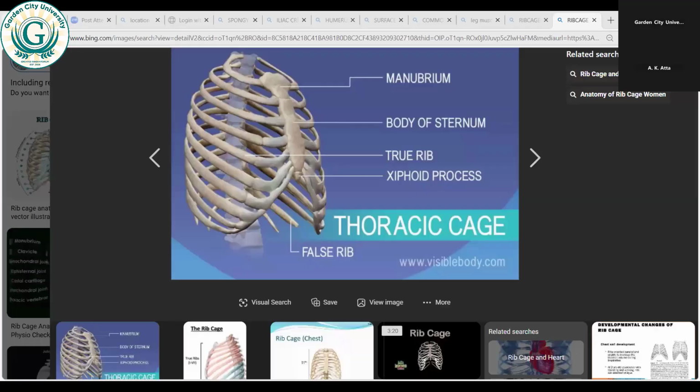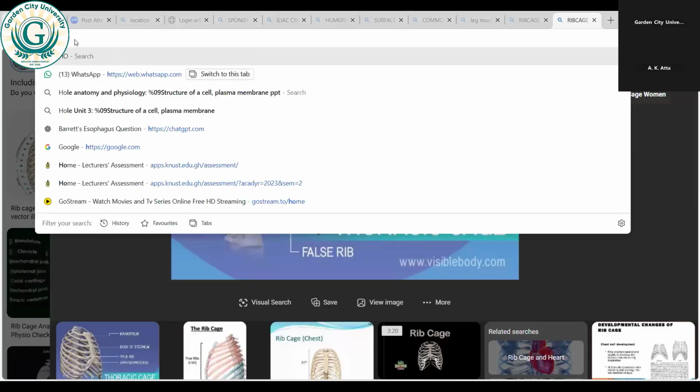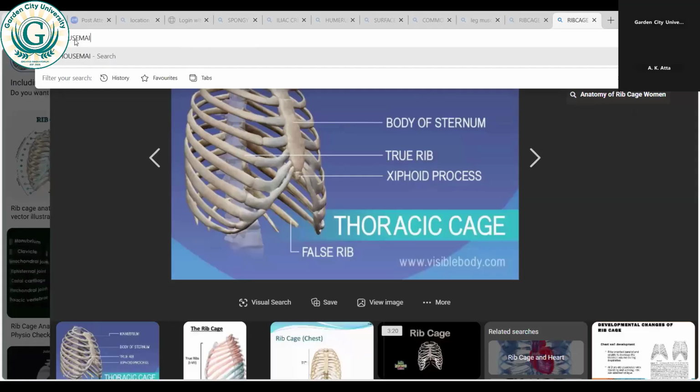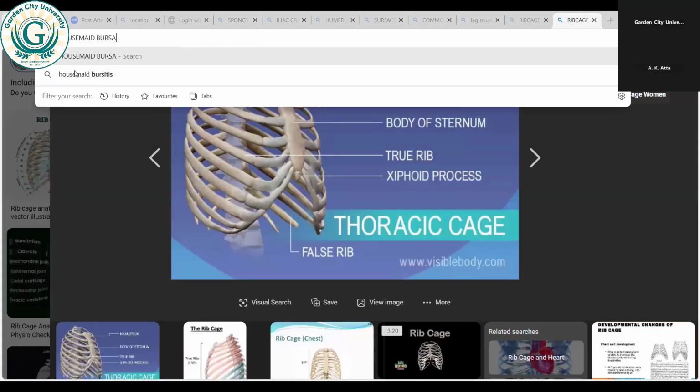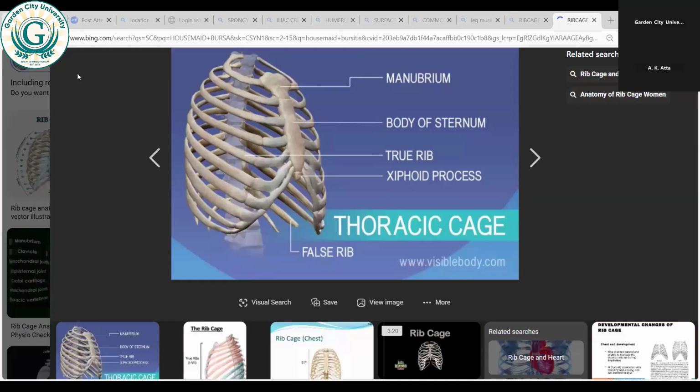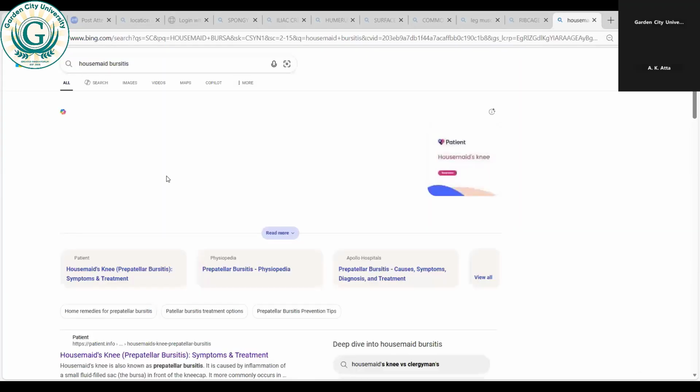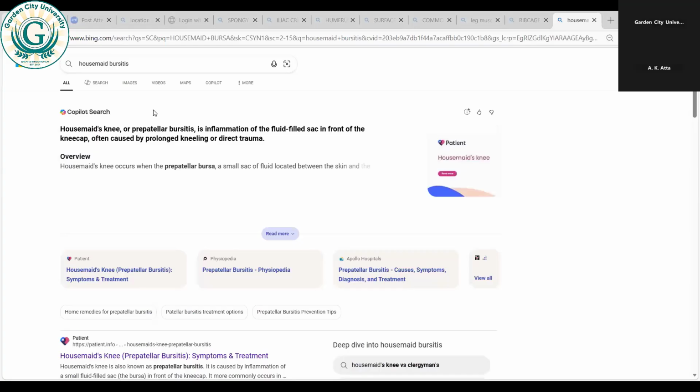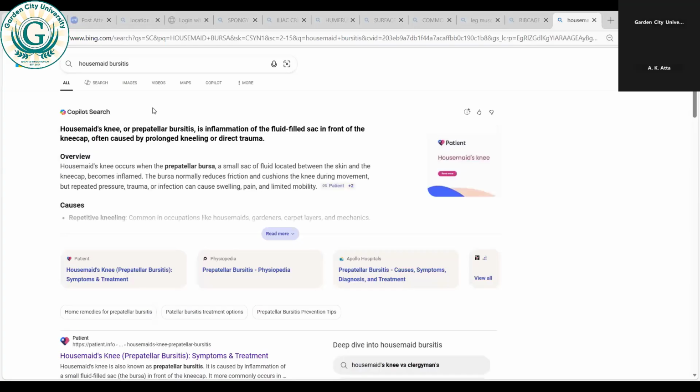There is a name that they give to some of them, a kind of nickname. They have something like housemaid's bursitis. Why are they calling it housemaid's bursitis? Because they kneel so that they can clean the floor. So inflammation of the prepatellar bursa is what they call that.